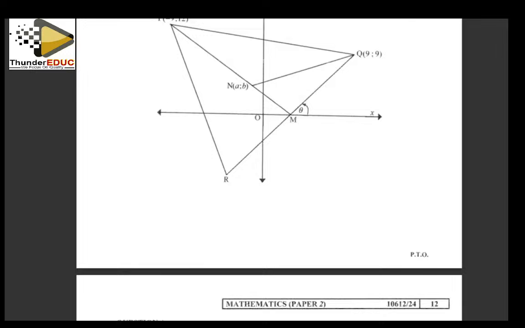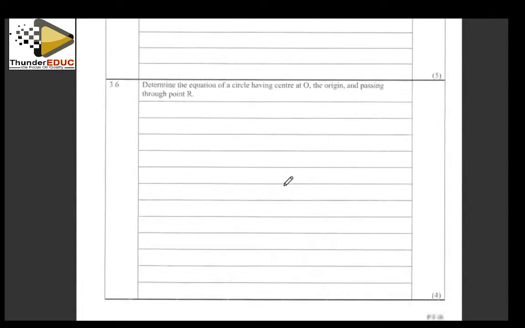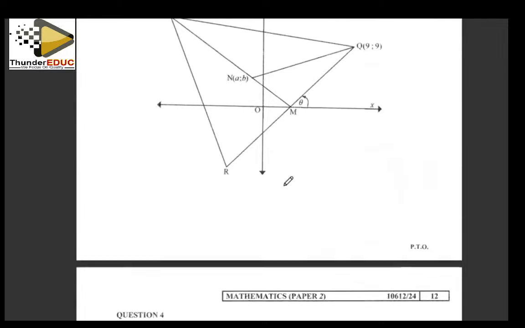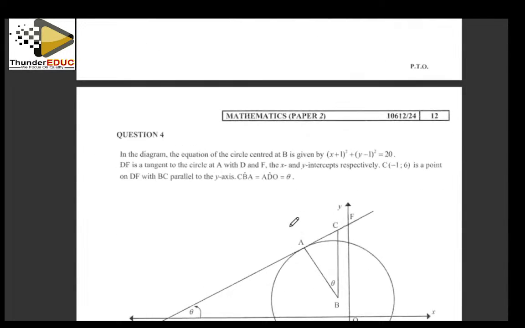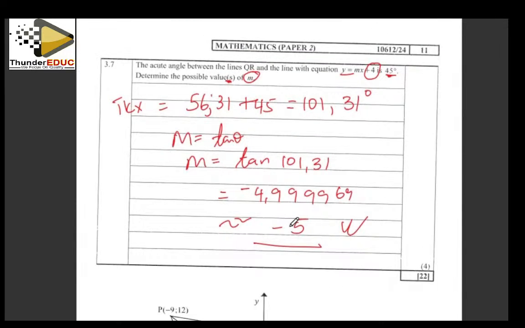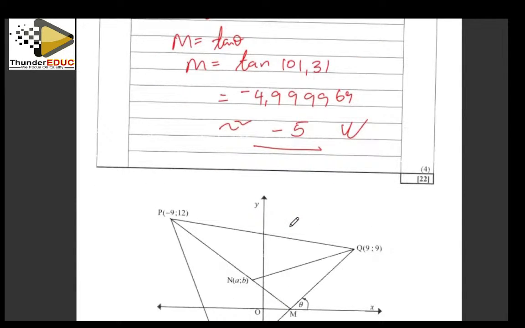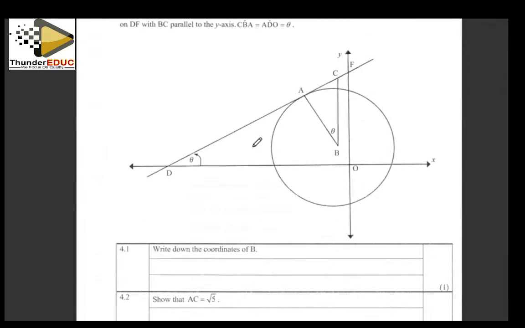All right, then the next question. They drew for us this shape, okay? And then what do they want us to do? Oh, they wanted us to use it. Okay, no stress. We're done with that. All right, so that was question number 3.